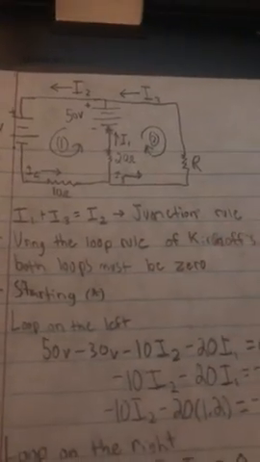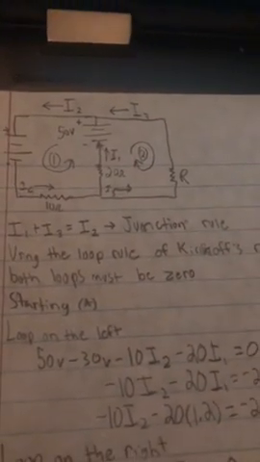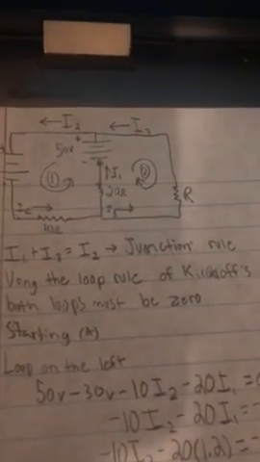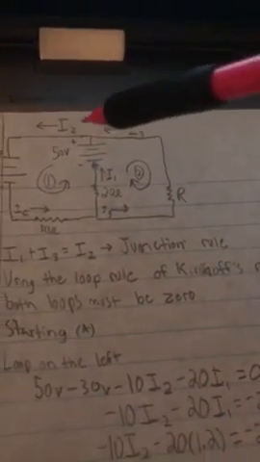The next step is we're going to use the loop rule of Kirchhoff's rules. The loop rule states that the sum around a loop must be 0. As you can see here, we have a left loop and a right loop. And so we're going to start by first looking at the left loop.